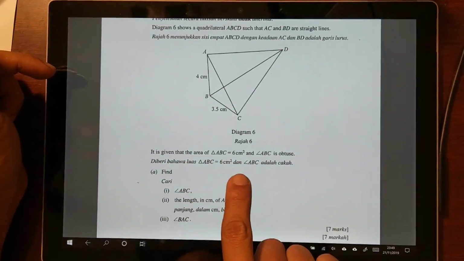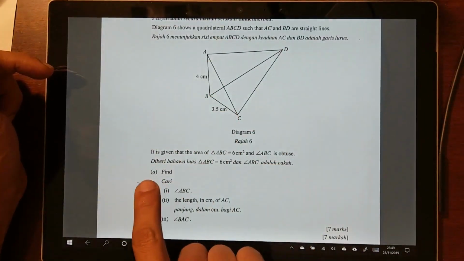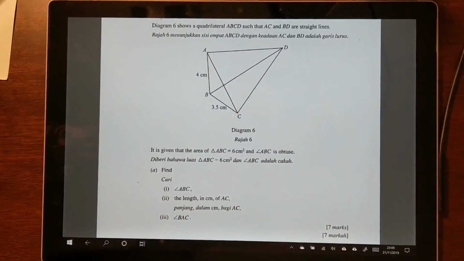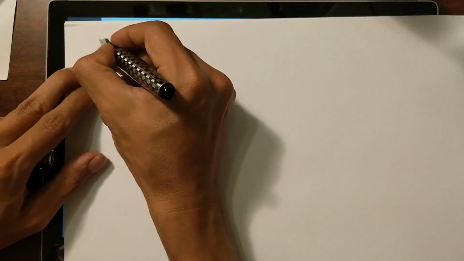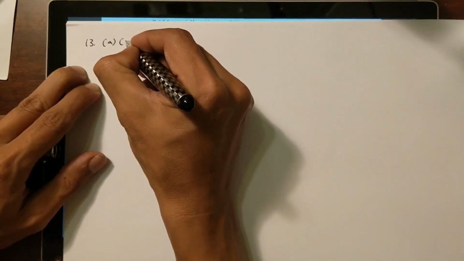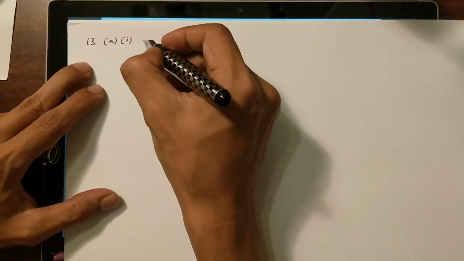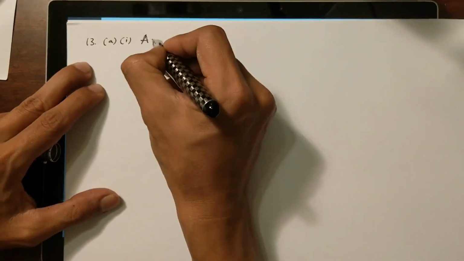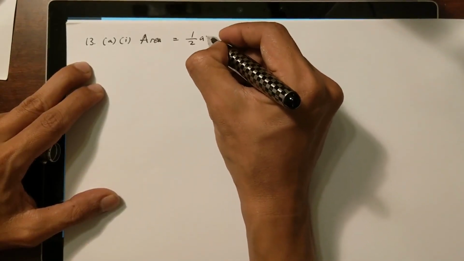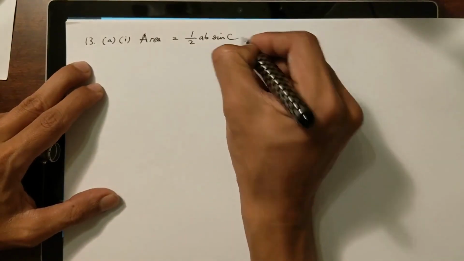That's a small little triangle in there. And ABC is obtuse. Find angle ABC. Okay, that's a simple, straightforward application of the sine rule. So if you remember, that's section A, question 13, subsection 1. Right, so if you remember, area is equal to half, let's call it AB sine C, something like that.